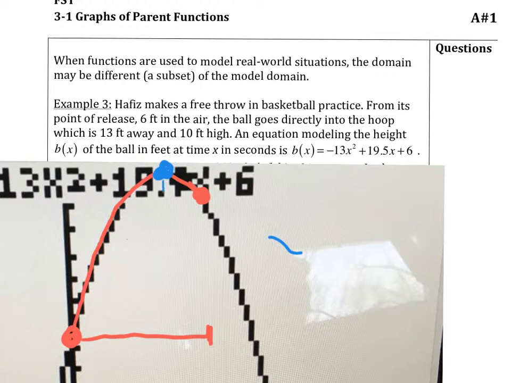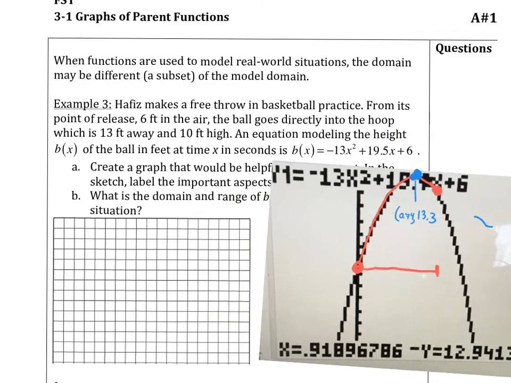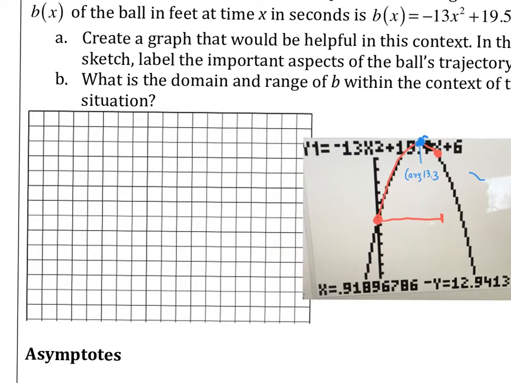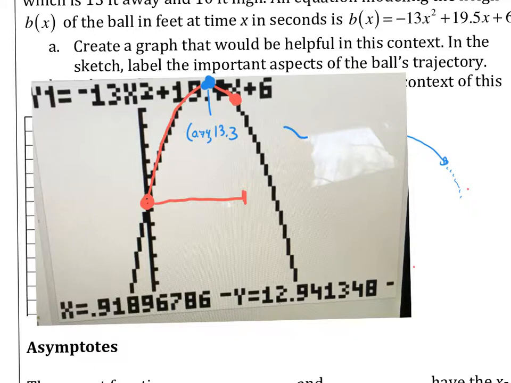So the vertex here would be about 13.3 at a certain amount of time, which is about 0.74 or 0.75. So if I were to sketch it here, notice that in my window there is a significant amount of space from here to here, but I'm not counting by ones. I'm not counting by twos. Notice to get to here is only a second. To get to the actual basket right there is not quite a second.